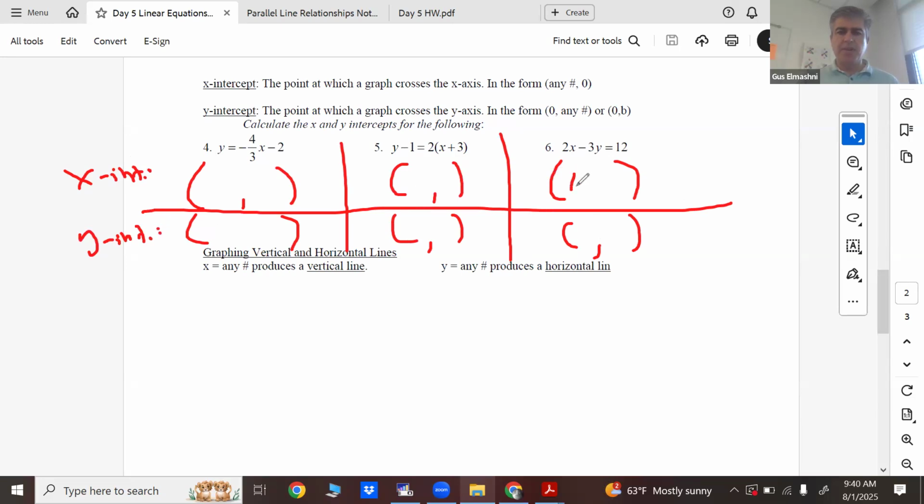Yeah, we already did it for number 6. That's (6, 0), and (0, -4). We have it partially done for number 4. That's (0, -2). We kind of don't have it for 4 and 5, so that's a little harder to do. You have to do a little bit of algebra. Not fun, but we'll do it.